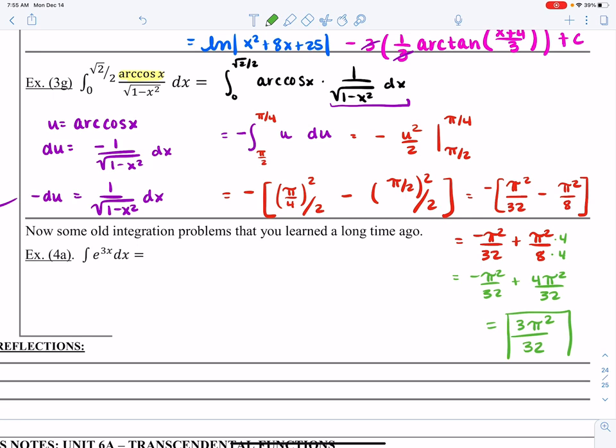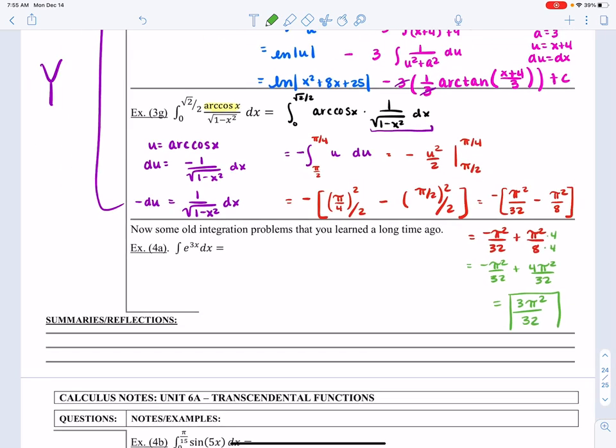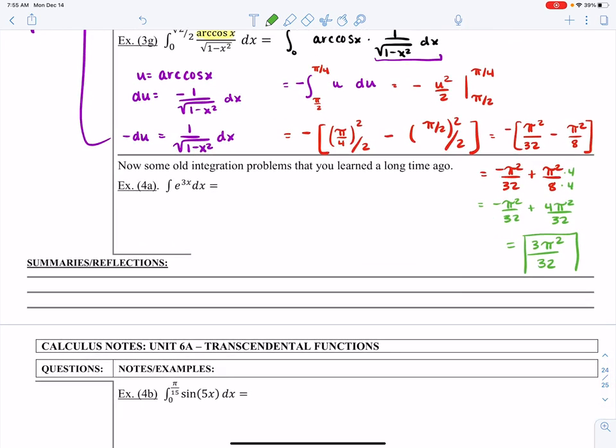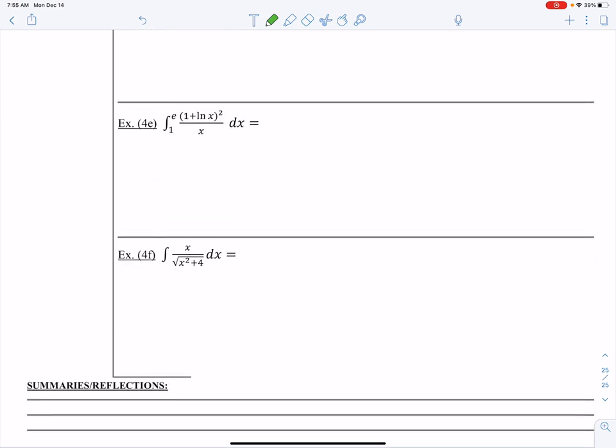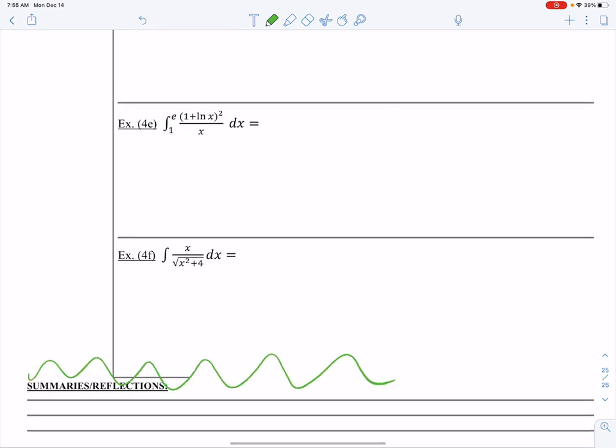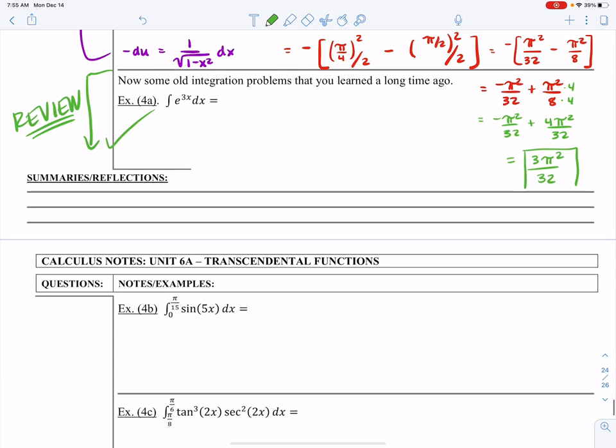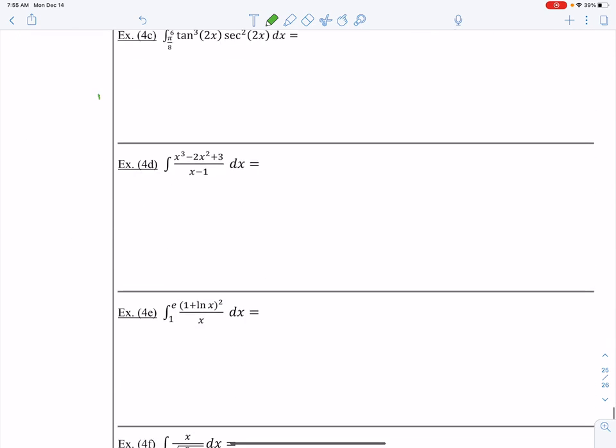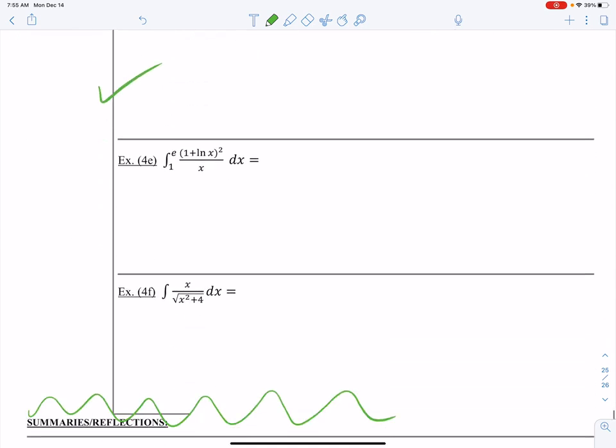So now here's the challenge, okay? I've basically built in nothing but review on these last few pages. And so everything from here down is review, and you are going to be expected to finish it for today's lesson. So you're going to get all the way through right here to 4F, and you're going to do 1, 2, 3, 4, 5, 6 review problems independently.